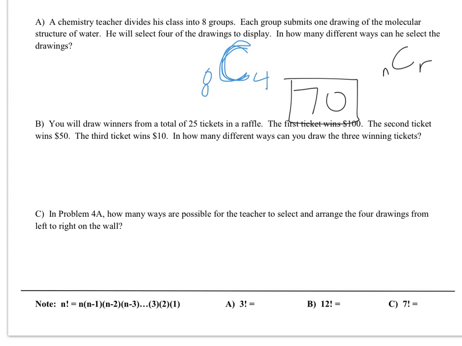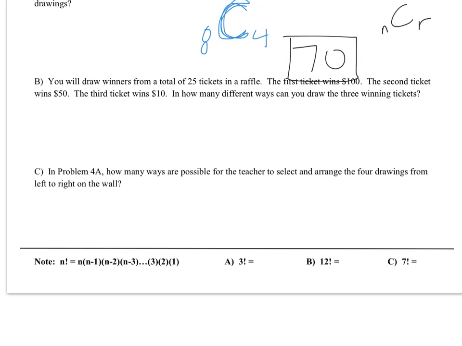For the second question, you will draw winners from a total of 25 tickets. First ticket wins $100, second ticket $50, third ticket $10. So I have to think, does order matter? Would it matter if I was first compared to third? Yeah, $90 difference, so it would be permutation. 25 tickets in the raffle, and you're choosing 3 of them. Depending on your calculator, you don't always have to type in the 25 first, but you might. So there's 13,800 different ways that you can choose it.